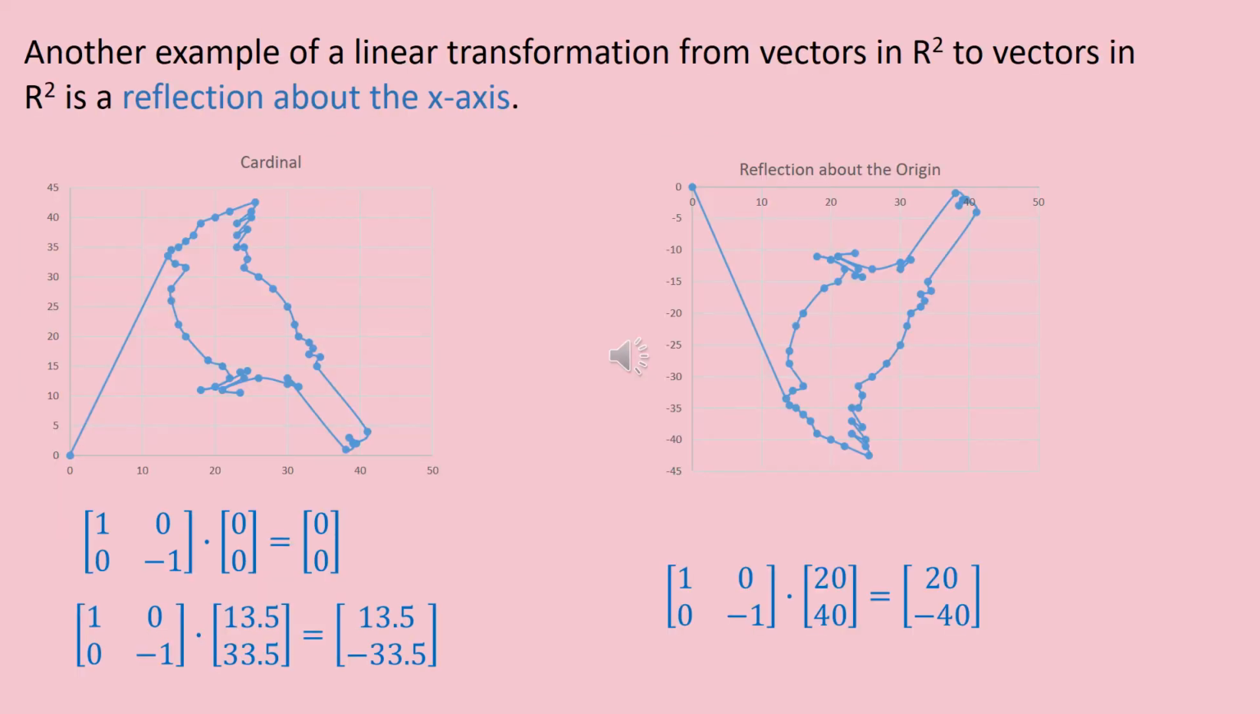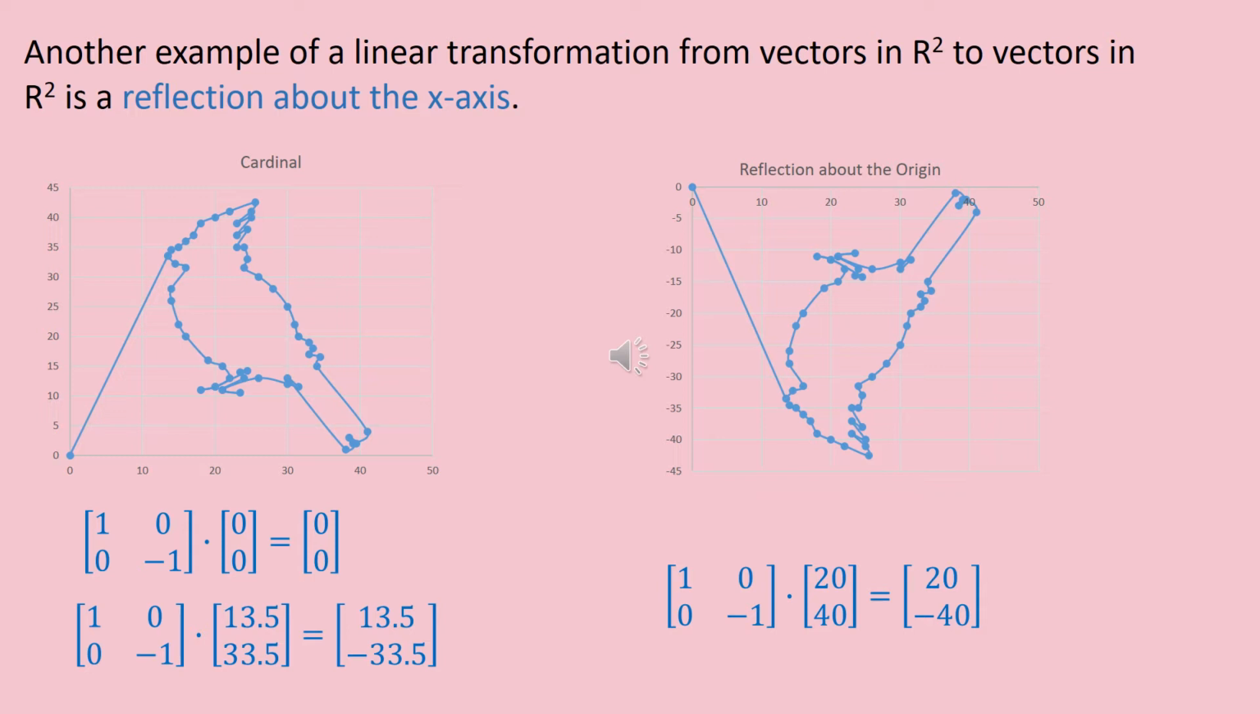Another example of a linear transformation from R2 to R2 will be a reflection about the x-axis. That is, the image gets flipped upside down across the x-axis. It can be accomplished by matrix multiplication with the matrix that has first column 1, 0 and second column 0, negative 1. Now notice when I plug in the origin 0, 0 and I go through the matrix multiplication, I will still get 0, 0, and we can see from our image in which we applied this transformation to every one of those points in the cardinal, and notice the origin stays fixed. It stays at the tip of that segment at 0, 0.